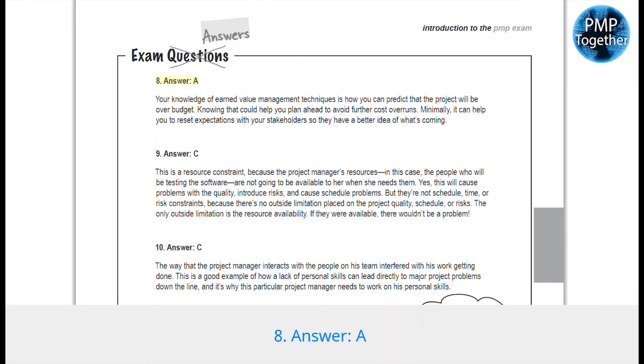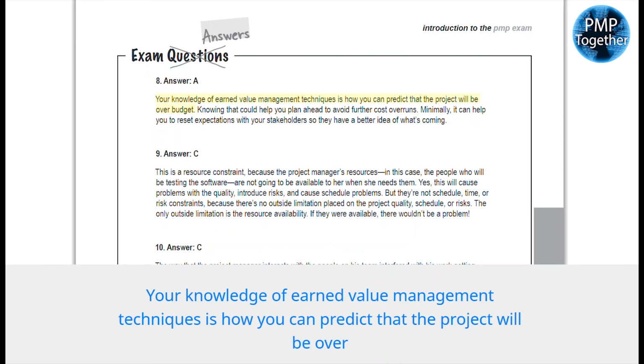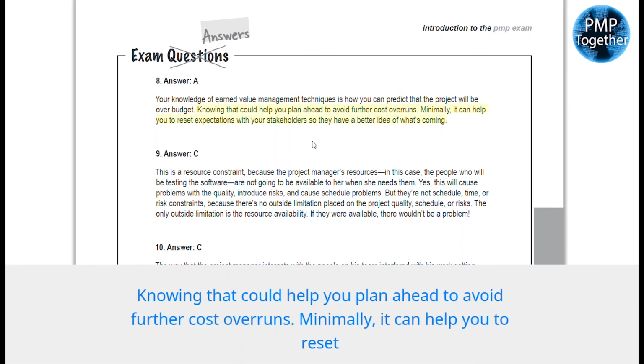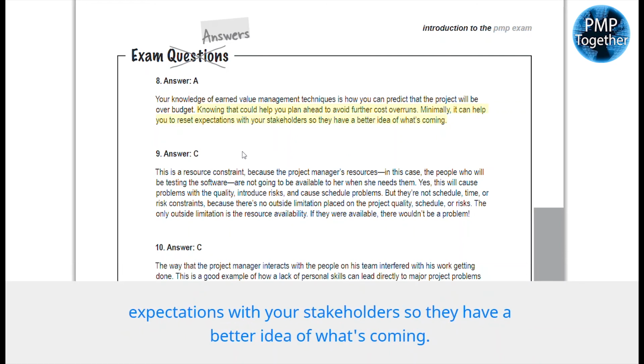8. Answer, A. Your knowledge of earned value management techniques is how you can predict that the project will be over budget. Knowing that could help you plan ahead to avoid further cost overruns. Minimally, it can help you to reset expectations with your stakeholders so they have a better idea of what's coming.